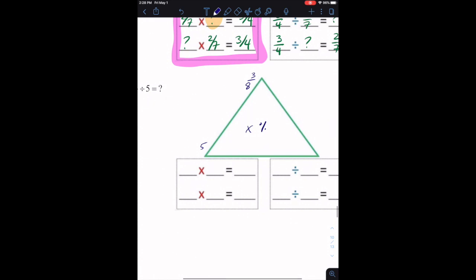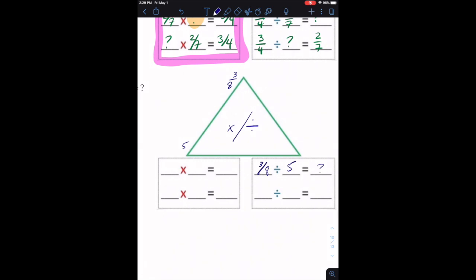And I can't even write a division sign at this point. There we go. So we have 3/8 divided by 5 is our question mark. We don't know what that is. Well, it could also be 3/8 divided by the question mark equals 5. What do we divide 3/8 by to get 5?